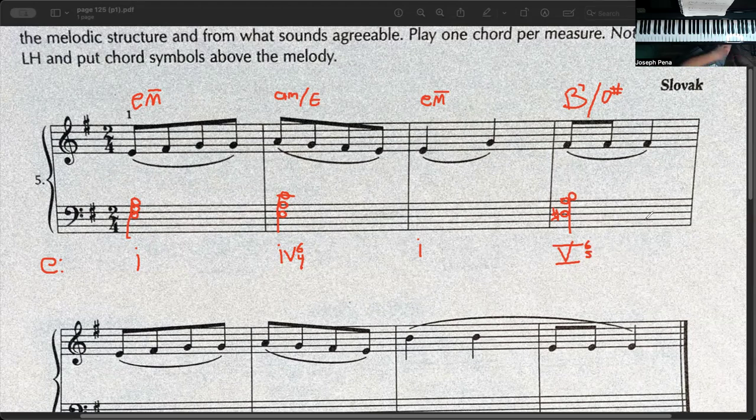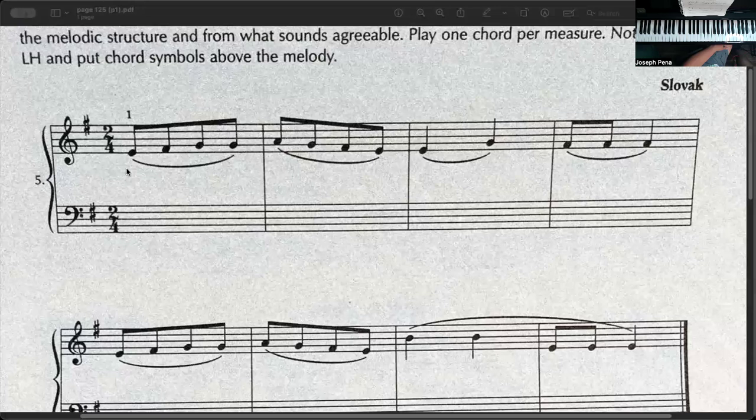Okay, so this is how we notate and write out the chord symbols and the figured bass Roman numerals for the first system. Let's now go ahead and move on to the next system.